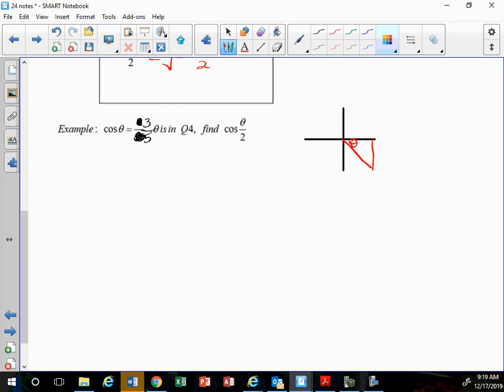There's theta. Cosine is 3 over 5, so that means adjacent is 3, hypotenuse is 5. Do you know what the other side of that triangle is going to be? -4. Yes, don't miss the sign. It is -4.